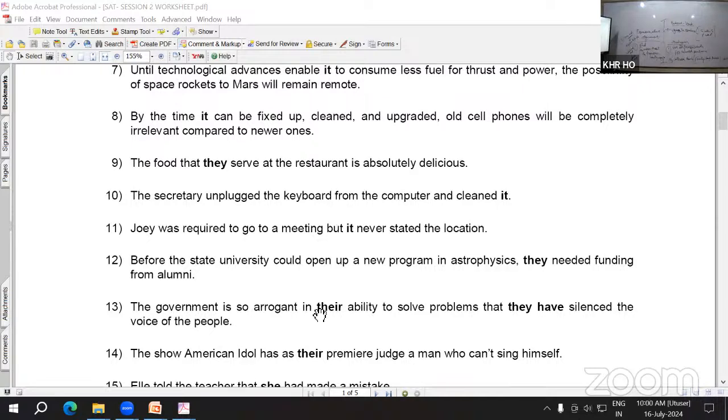Question number 9, the food that they serve at the restaurant. The answer was "the food that the chefs serve at the restaurant." So it can be any which way, correct. It is fine. That's what I said, the flexible answers.